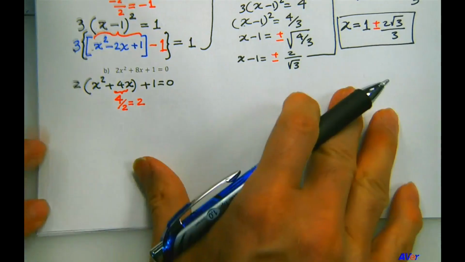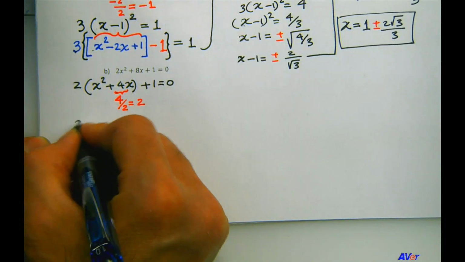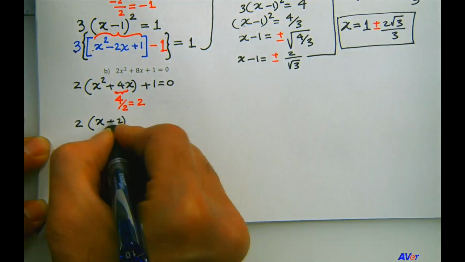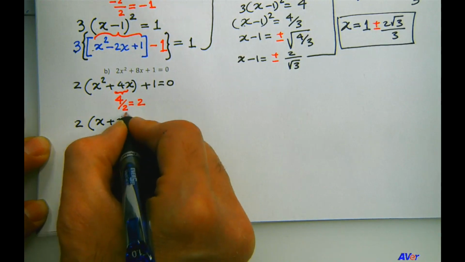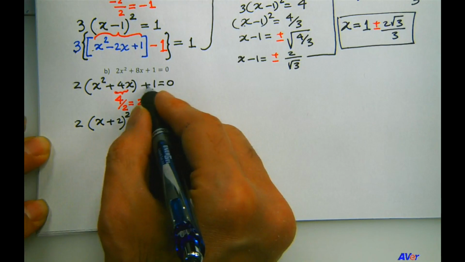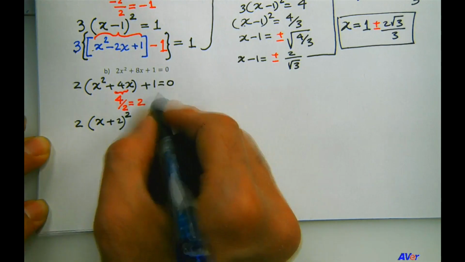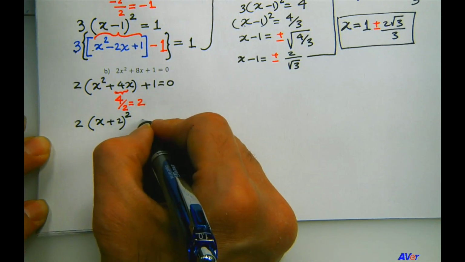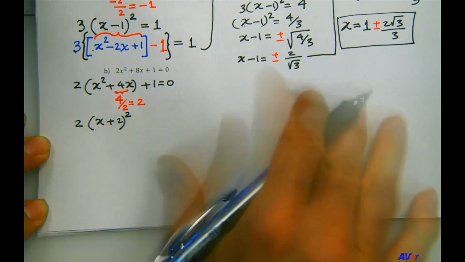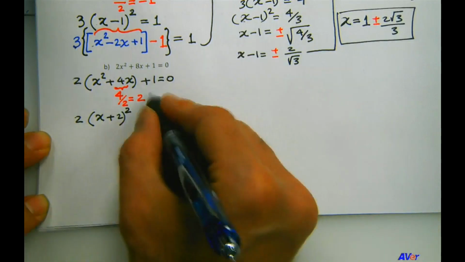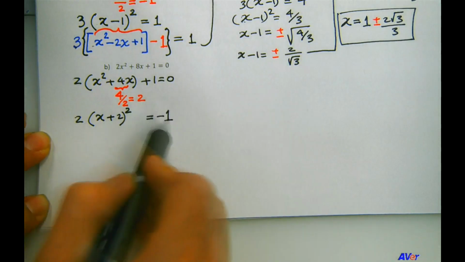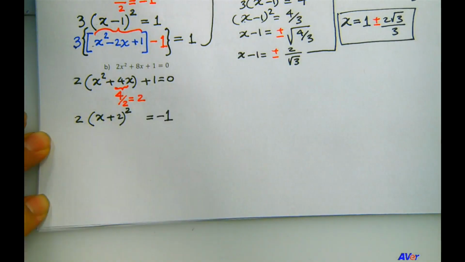Okay, so to complete this square, we write 2 times x plus 2 squared. Then this positive 1, I want to send it to the other side, so it equals negative 1. That negative 1 is that 1, which I have sent to the other side.